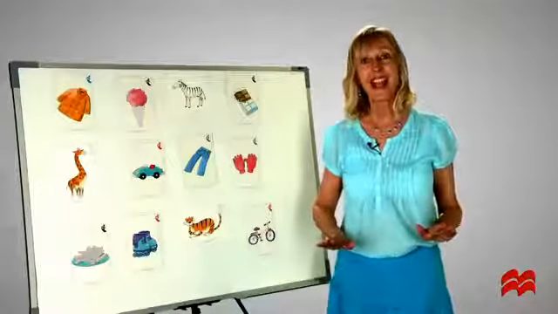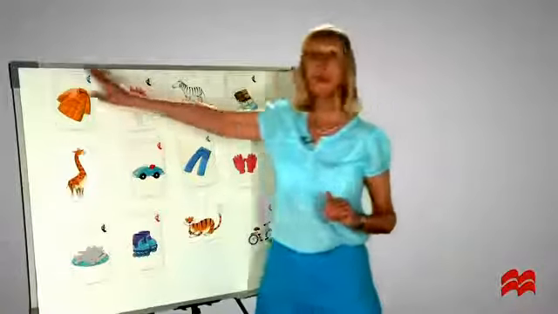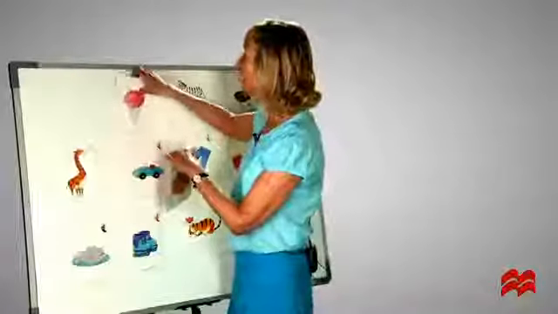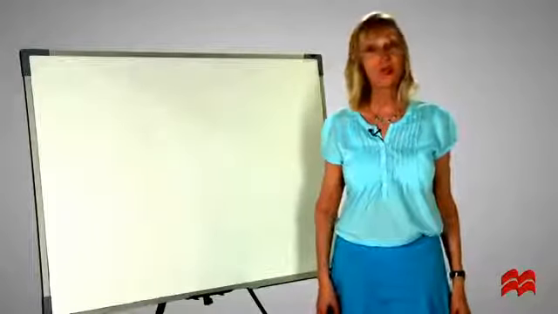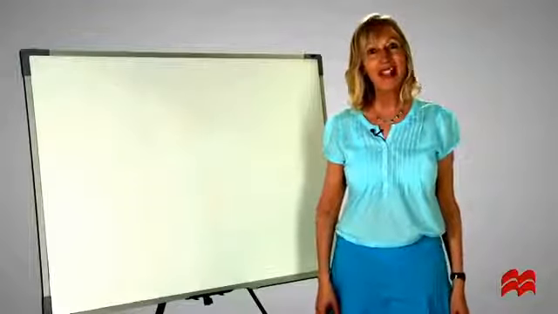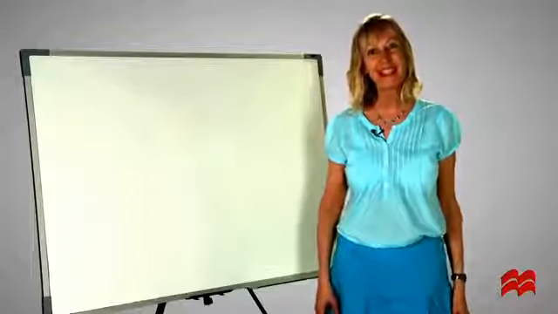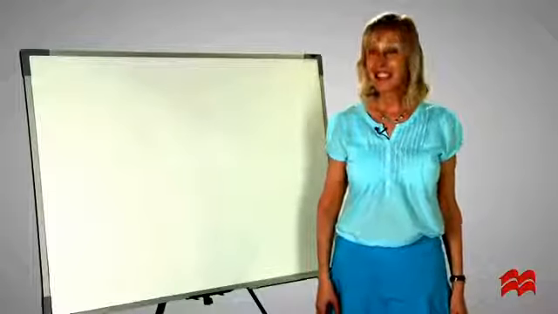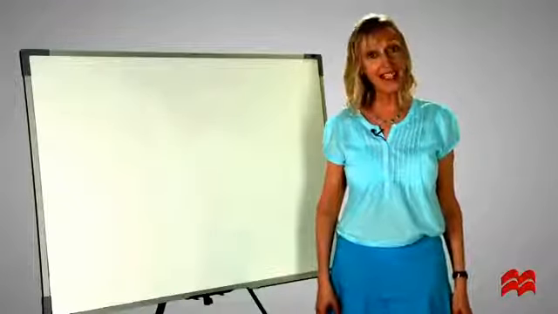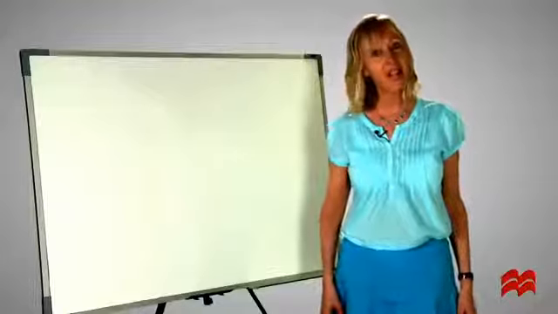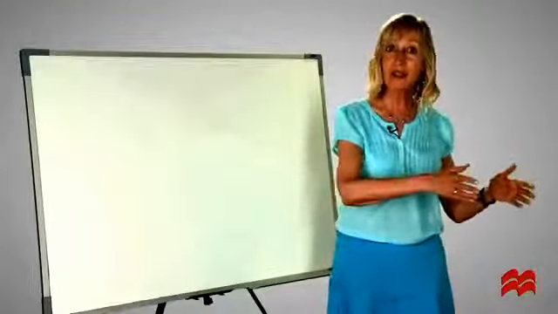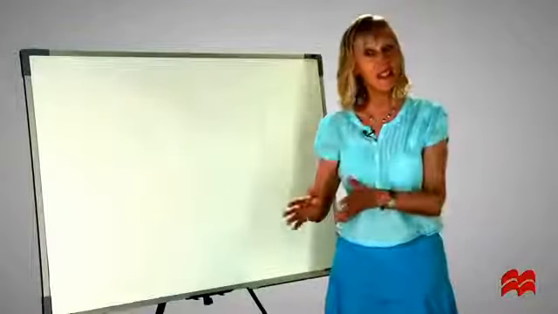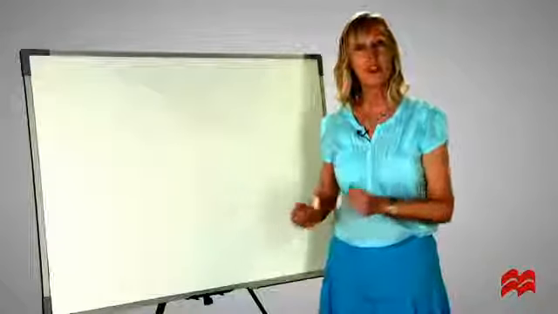After a minute, say stop and remove the flashcards from the board. Once you've taken the flashcards off the board, ask the children to work with a partner and write down as many of the words as they can remember. Check the answers, and if you like, children can also categorize or classify the cards. For example, these are animals, these are clothes, these are toys, these are food.